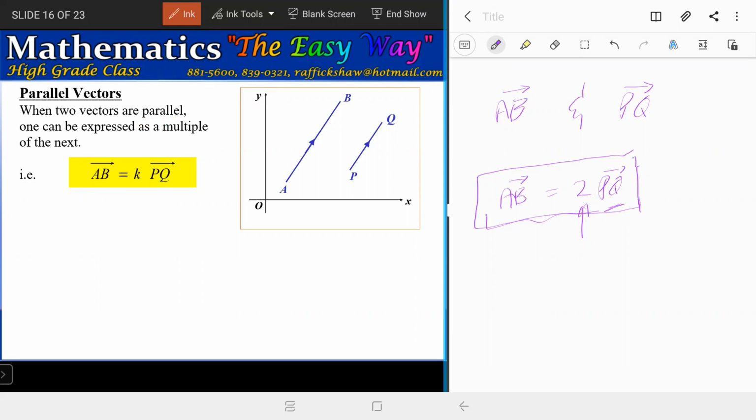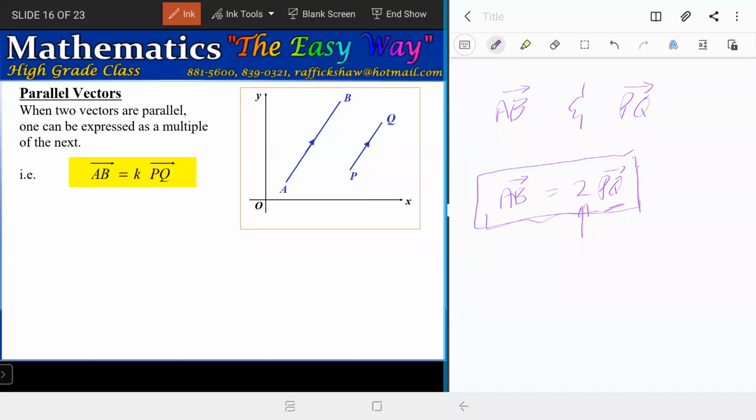If they're parallel, then one is a multiple of the next. If what you know first is that one is a multiple of the next, then it means that they are parallel. If the question says show that they are parallel, then you basically have to show that one is a multiple of the next. That's how you show that they are parallel.